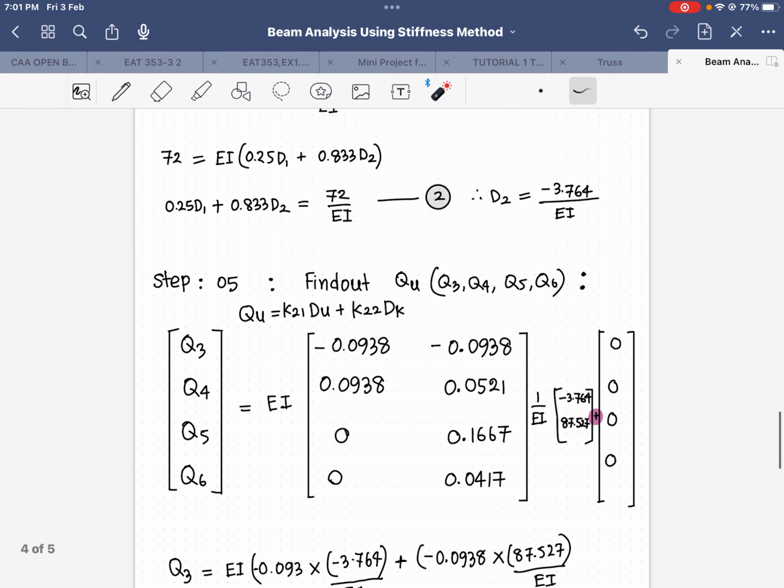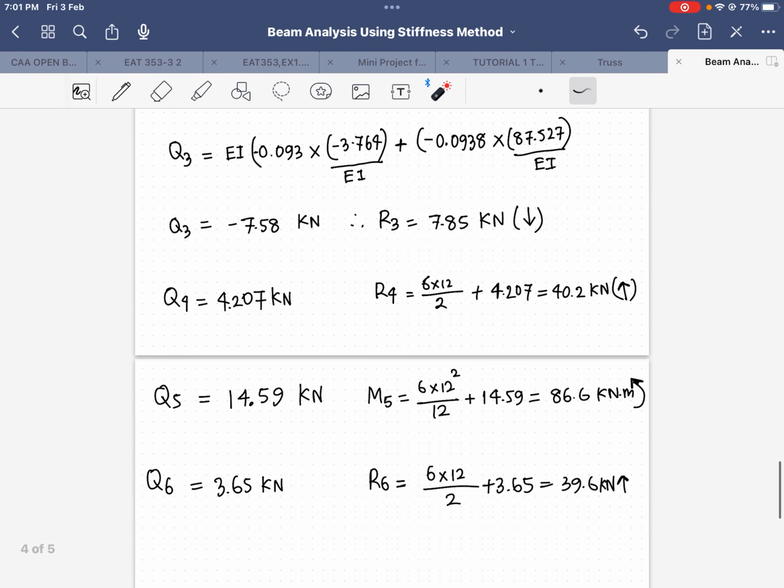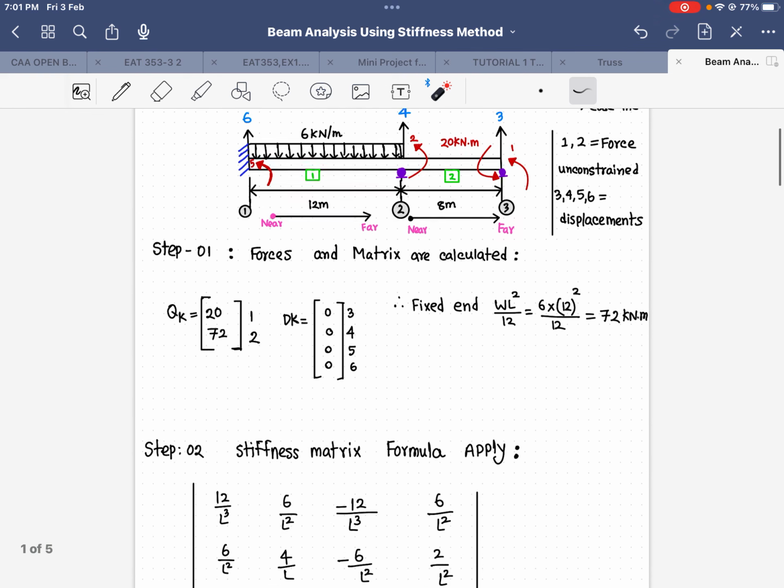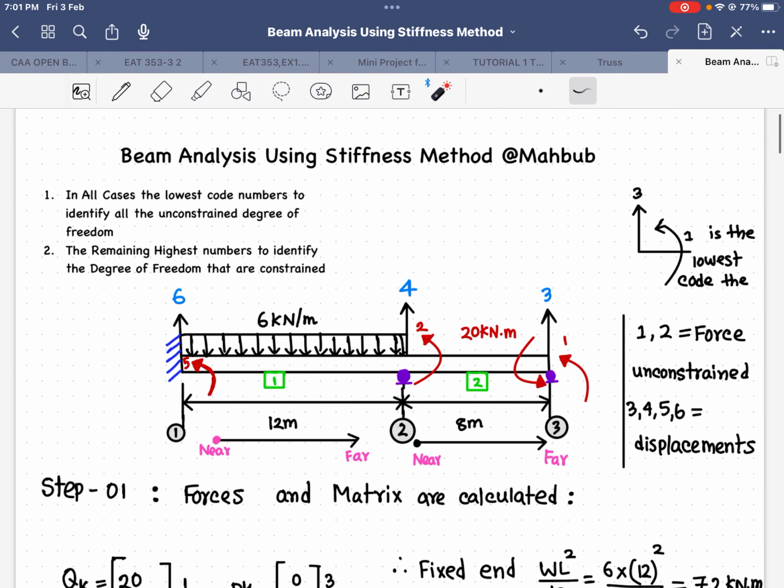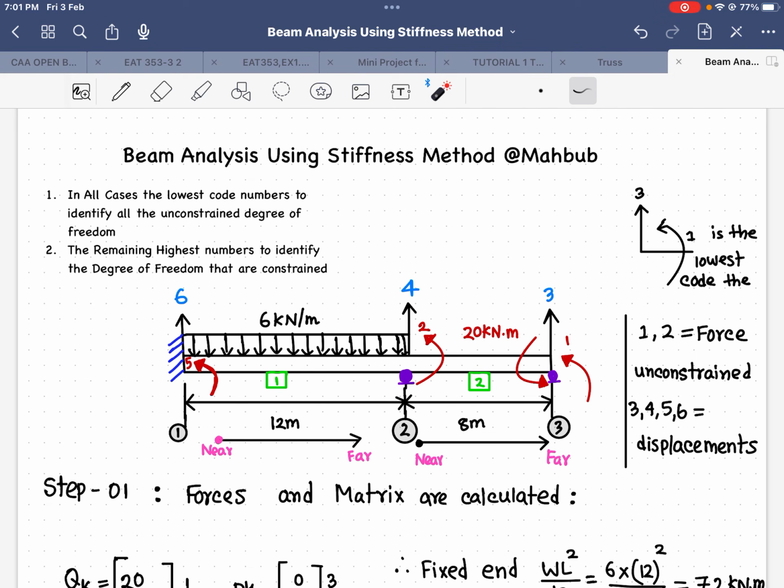I tried my best to make the explanation easy, so you can follow this procedure to analyze the beam in the case of the stiffness method. You can use the stiffness method to solve and analyze this problem.